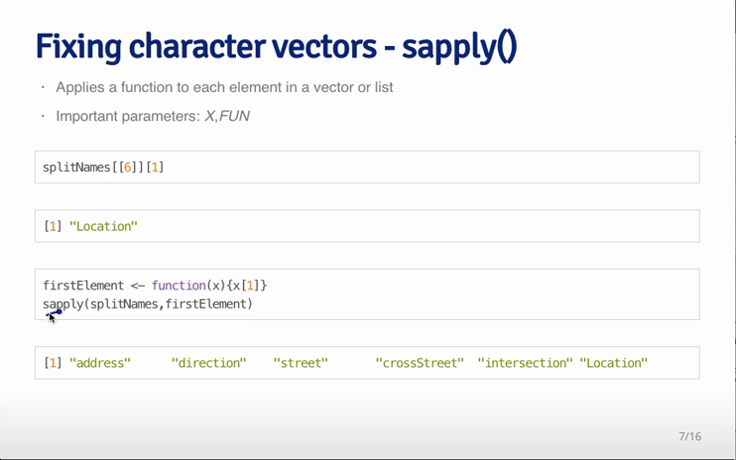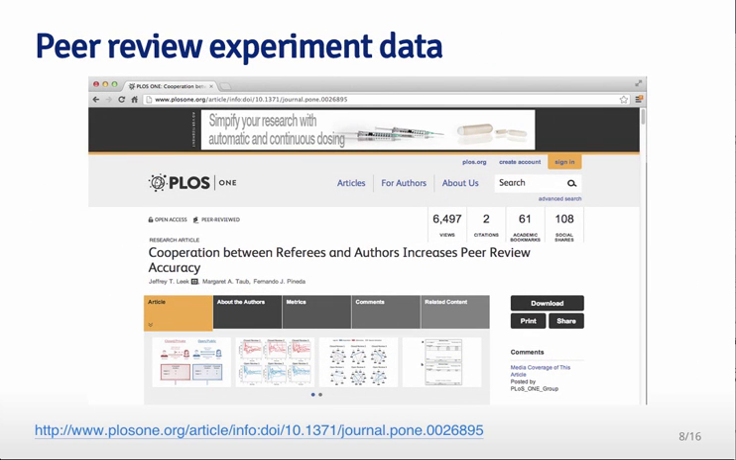And so I can use sapply to apply to the split names, which is a list, the first element function, which will go through each element of that list and take the first element out. In this case, it'll take out just the variable names, and when you look at location, you'll see that it has removed the period from that location. So that's one way that you can remove, say, periods from names in data frames.